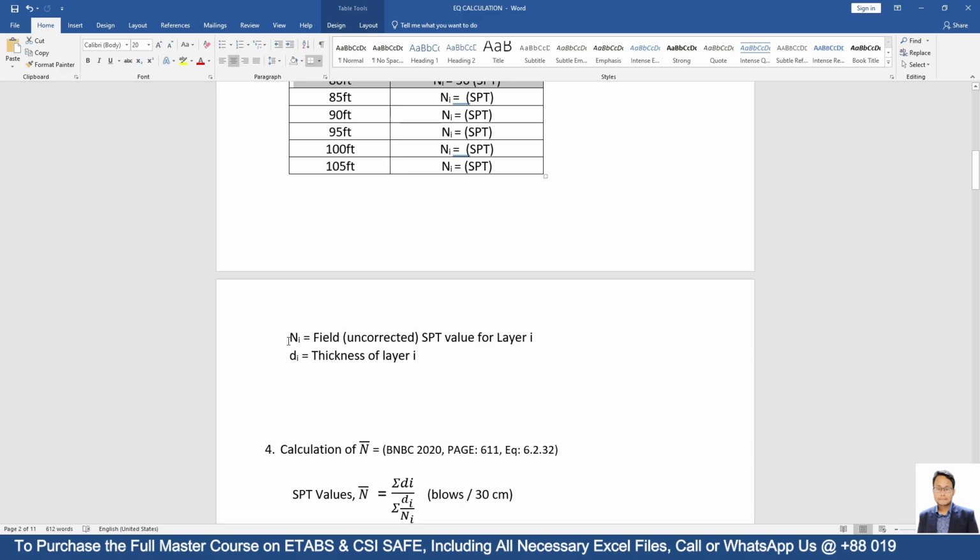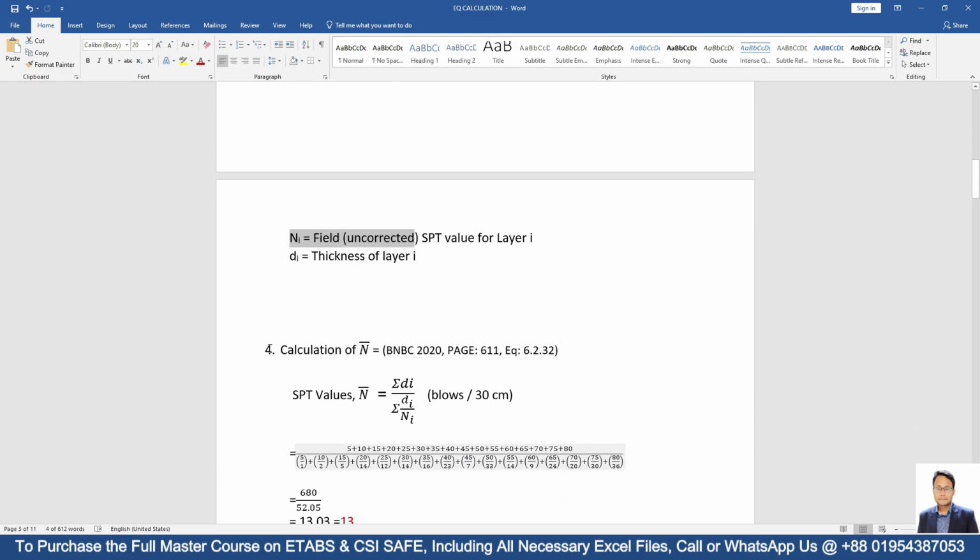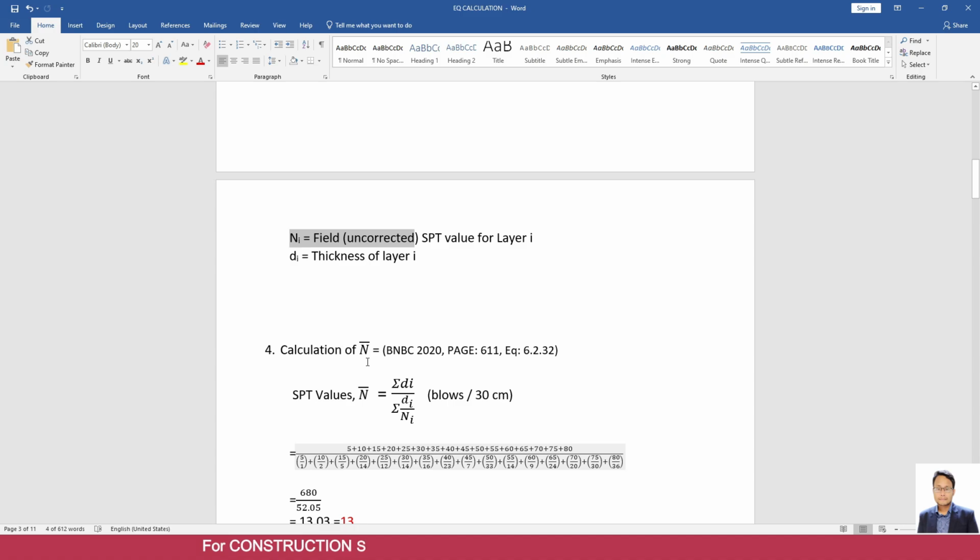Now here Ni, already you can understand, is the uncorrected SPT value, or you can say field SPT value, and Di is the thickness of layer i. In step 4 we have to calculate N bar. For calculating N bar we have to go to BNBC 2020, and the page number will be 611.